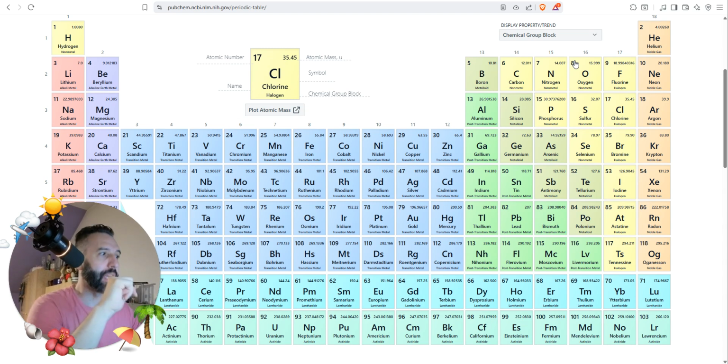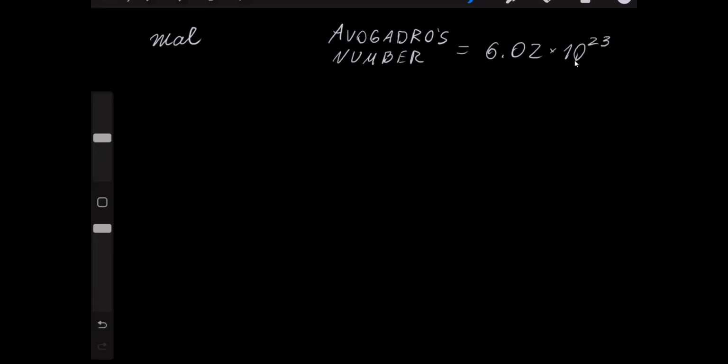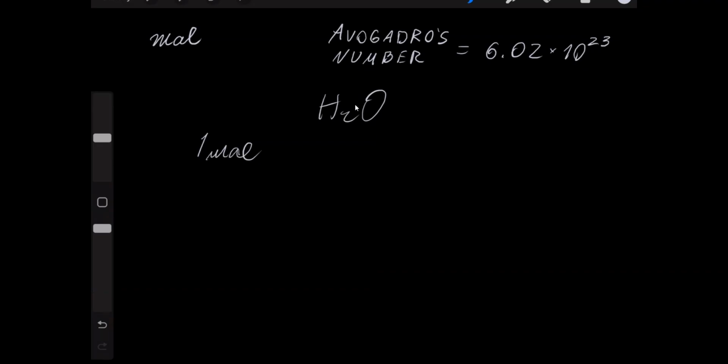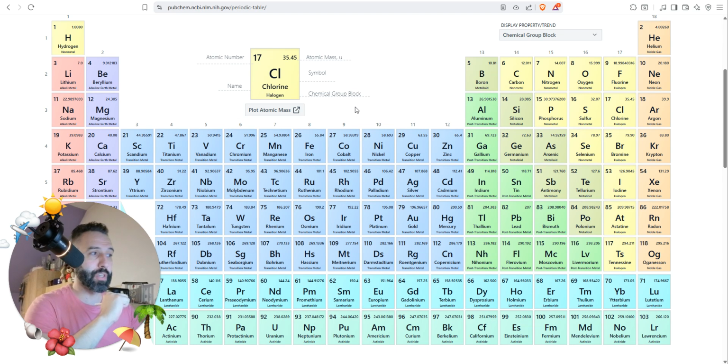We don't have to only take the elements. Let's take the example of water. So 1 mole of water has which mass? Let's see. So to calculate the mass of a molecule, so if I'm talking about carbon, that's just an atom. But water, this is a molecule that is made of 2 hydrogens and 1 oxygen. So we need to add them together.